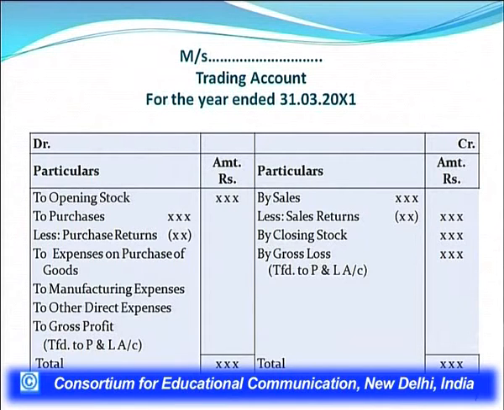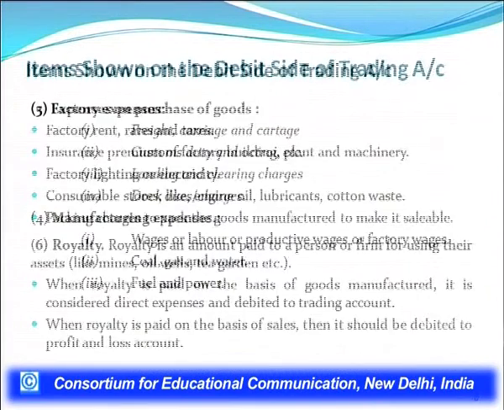So, we can find out net sales, that is sales minus sales return, plus closing stock, minus all the items which are shown on the debit side, that is opening stock, net purchases, expenses on purchase of goods, manufacturing expenses, other direct expenses. In this way also, the format explains that part, and we can find out the gross profit.